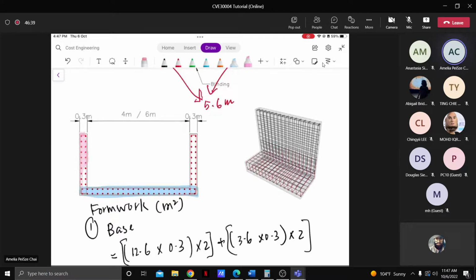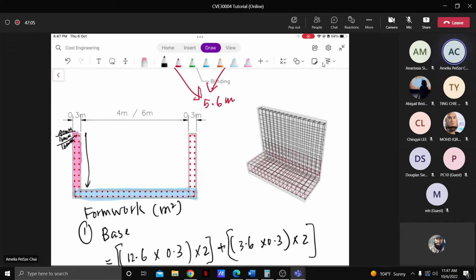We have this one, right? We have the cover on top here, 40 mm. Then we have your bar already, 16. Then your height, we take from here to here, 2 meters. Okay, what else?